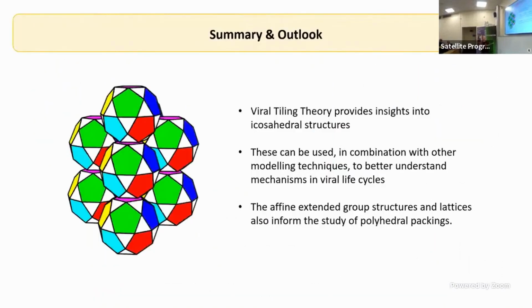So, a small summary here. Viral tiling theory tells us a lot about icosahedral structures in general, as we've seen here, but mostly in the team, as Farzad said, we're using this in combination with other techniques to learn something about mechanisms and viruses. We made a number of discoveries together with other experimental teams, with many people involved, about how viruses work. And in particular, in this talk, I've shown you how these affine extended groups can also tell us something about polyhedral packing, which we're interested in in this community here.